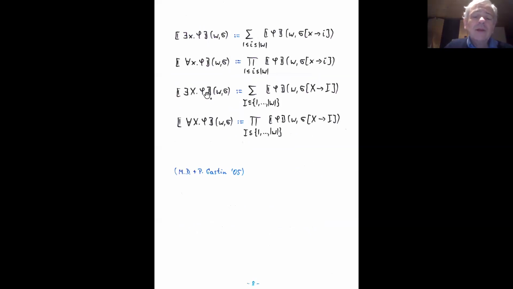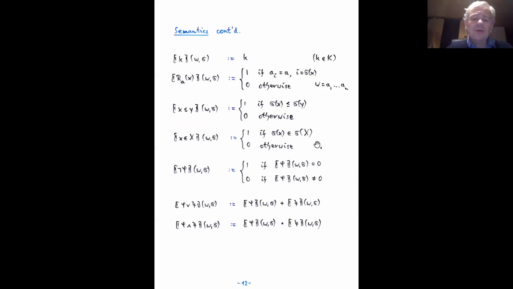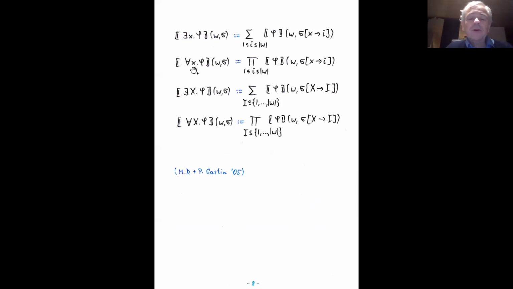Okay, for existential and universal quantification, existential quantification basically is a big disjunction. It means there is a position, so the position is 1 or 2 or maybe up to the length of W. And for all these possibilities, we already have these values and we sum them up. Like in disjunction, we took the sum. In conjunction, we take the product. And for the universal quantifier, we have all possibilities from 1, 2, and so on until the length of W. So we take the values and multiply them. And for the sets, correspondingly, we look at all the subsets I of the universe.